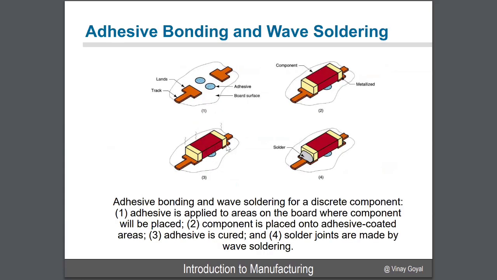So here you can see number one, where I have my adhesive, I have the lens and the track. So here's my board. I can use adhesive that's applied on the board. So I'm applying it here, and these are where the components will be placed. And then here you can see the component being placed successfully in number two. And then the adhesive is cured with temperature. And then you also have solder joints that are made by wave soldering to create more electrical pathways, and that's between the metallized and the component layer.